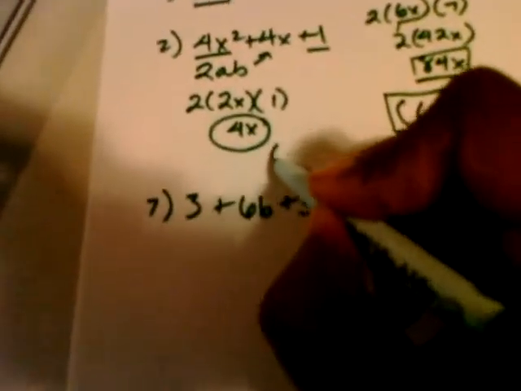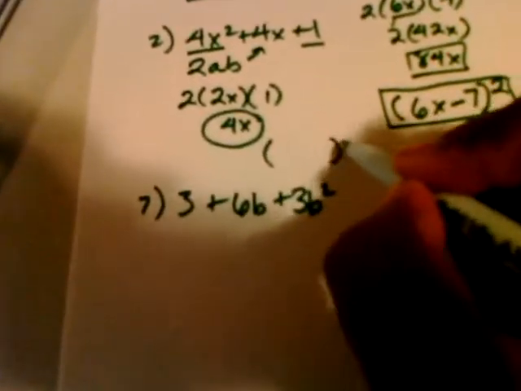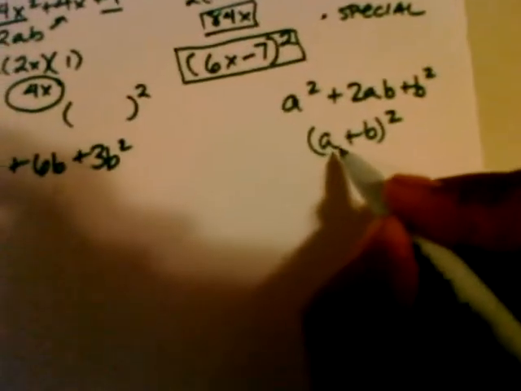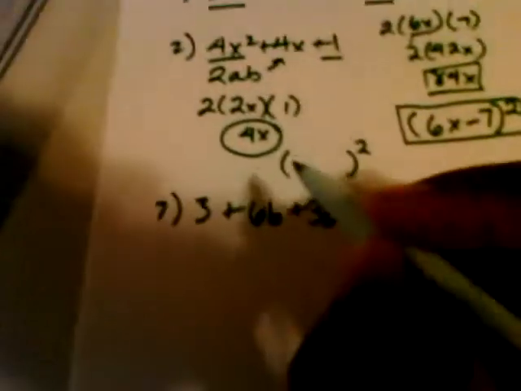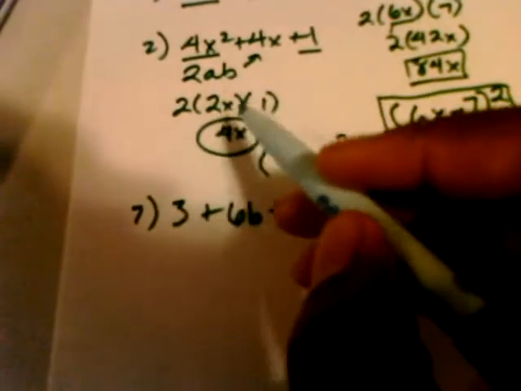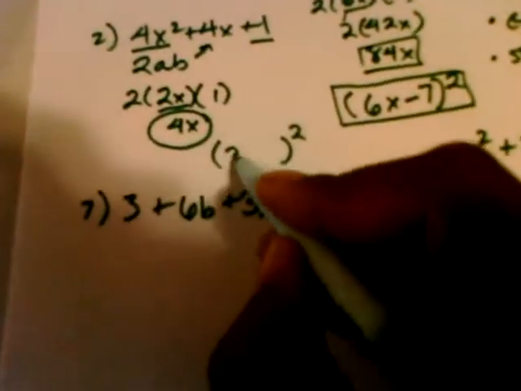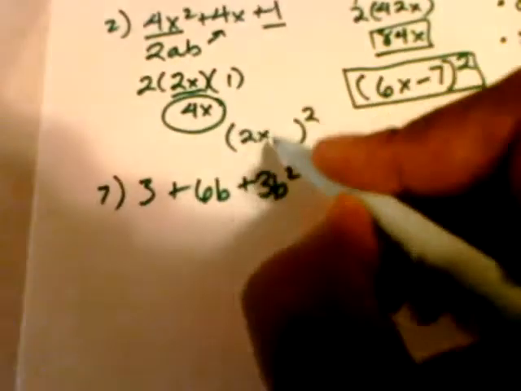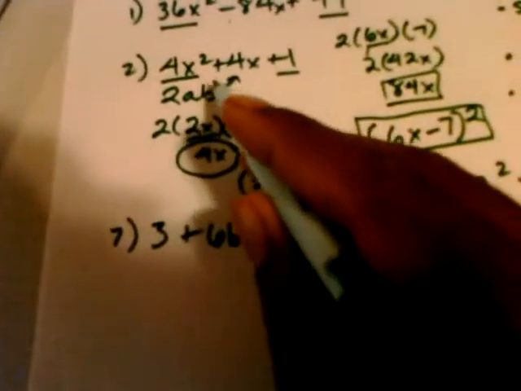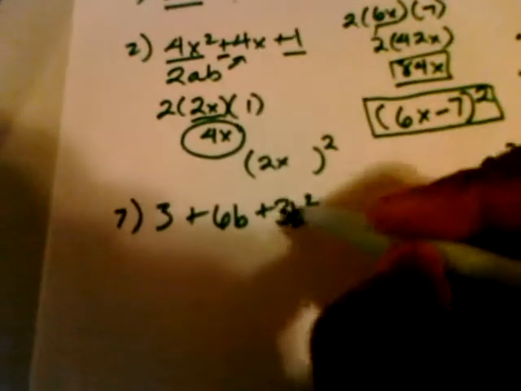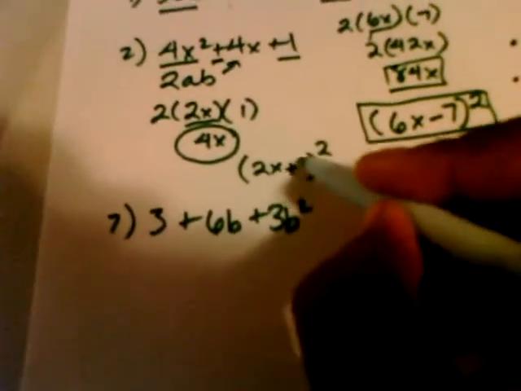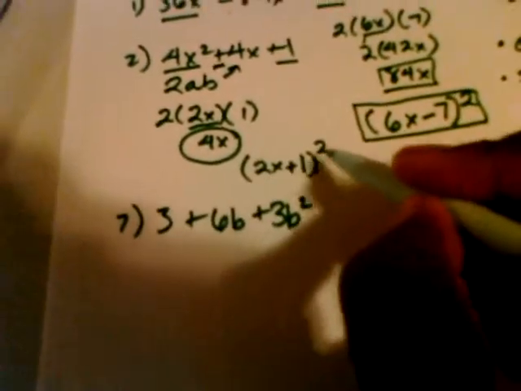And so I can rewrite this as the sum of a plus b squared. I have a as 2x, as I found earlier. And so that's 2x. And then b is 1, and that would be plus 1 because this sign is a positive right here. So I have 2x plus 1 squared. And then I'm done.